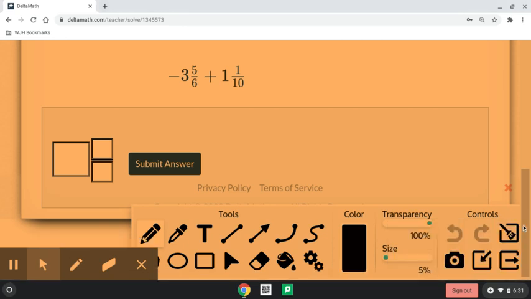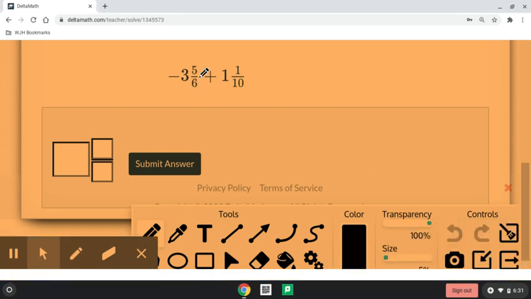Now this is a decently long problem. -3 and 5/6 plus 1 and 1/10. Now they're different signs. They're already an addition problem, so we don't have to change it to addition. But just like with our large numbers, we have to take the sign of the larger absolute value number, which in this case is -3 and 5/6, and that's going to be part of our answer.